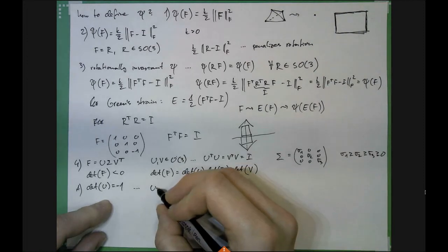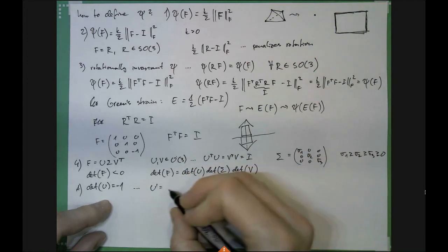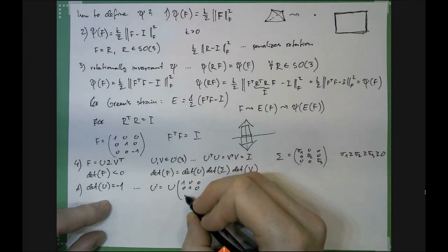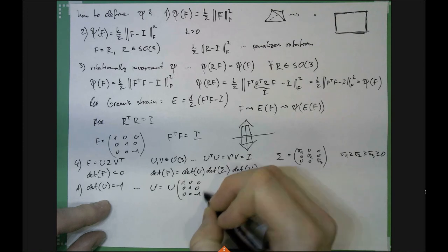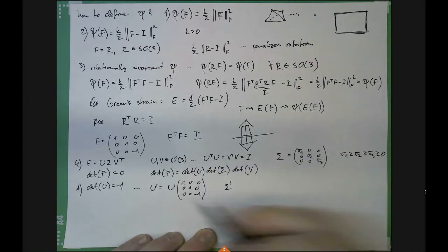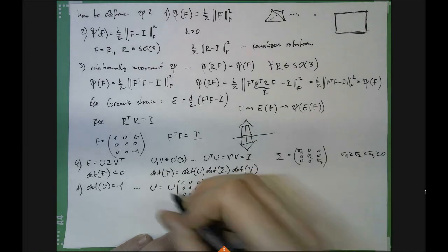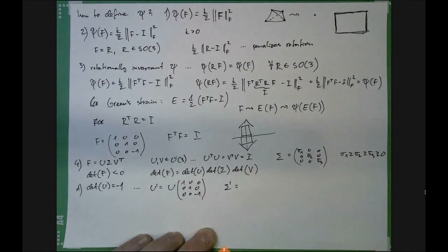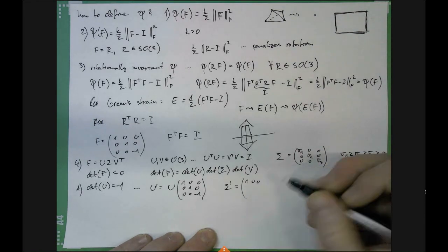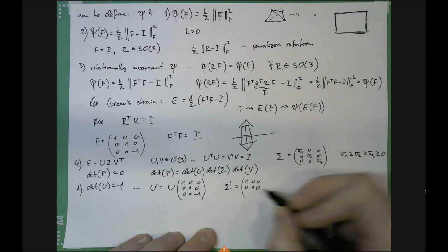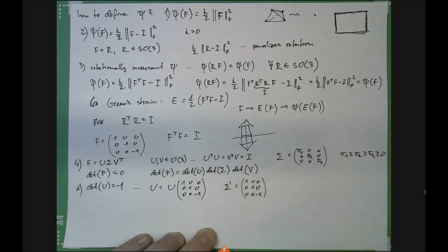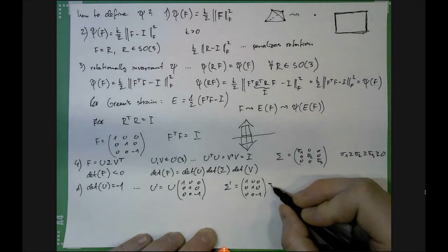We can define some U prime, which will be U times this: 0, 0, -1. And then I can define sigma prime. I'm sort of trying to fix for the fact that this is not a proper rotation. I'm trying to isolate the rotation from the reflection. 1, 0, 0, 0, 1, 0, 0, 0. That's the same matrix. That's basically this matrix. Like this.